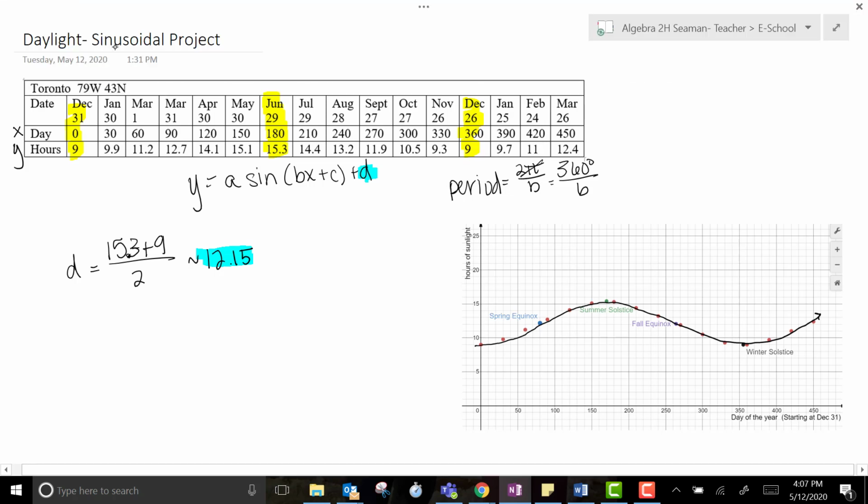For your A value, I know that my lowest point is 9 and my highest point is 15.3, and 12.15 is halfway between. So I'm just going to say, what is 12.15 minus 9? I get that my amplitude is 3.15. So we're just filling out this part.